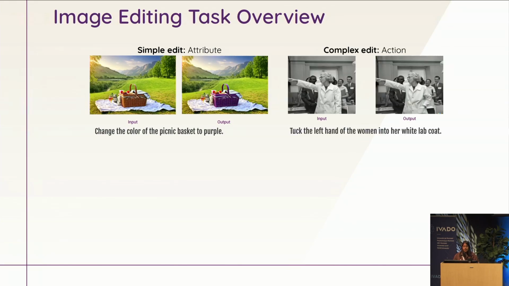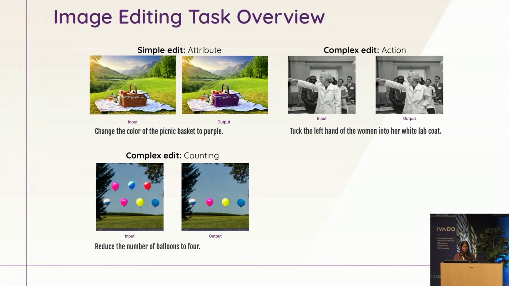Here is an example of a complex edit. Making any kind of pose changes or any kind of motion changes are actually quite difficult for models, not as simple as changing just an object or an attribute of an object. So here the ask is to tuck the hand of the woman into her lab coat. The model needs to do it in a reasonable way, and again, for that they need to have an understanding of human poses and basically not change anything beyond what is asked in the instruction.